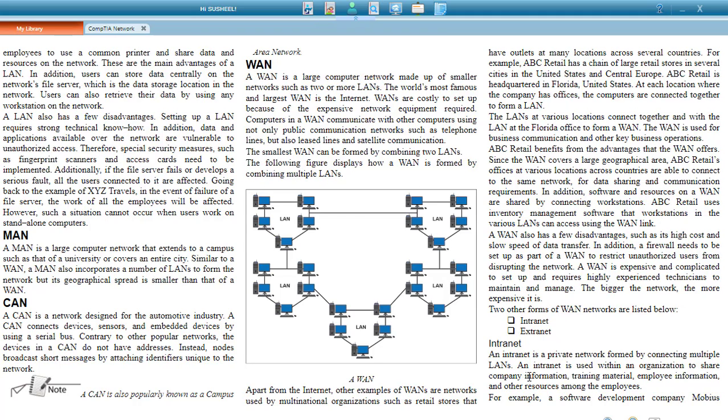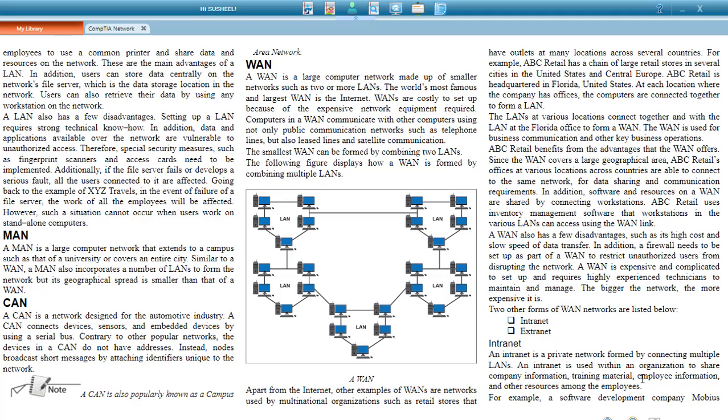ABC Retail uses inventory management software that workstations in the various LANs can access using the WAN link. A WAN also has a few disadvantages, such as its high cost and slow speed of data transfer. In addition, a firewall needs to be set up as part of a WAN to restrict unauthorized users from disrupting the network. A WAN is expensive and complicated to set up and requires highly experienced technicians to maintain and manage. The bigger the network, the more expensive it is.